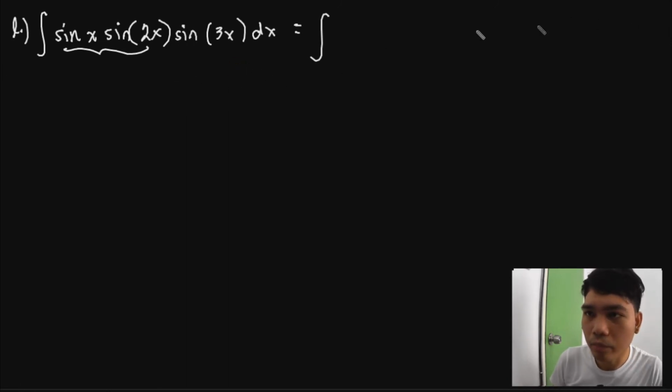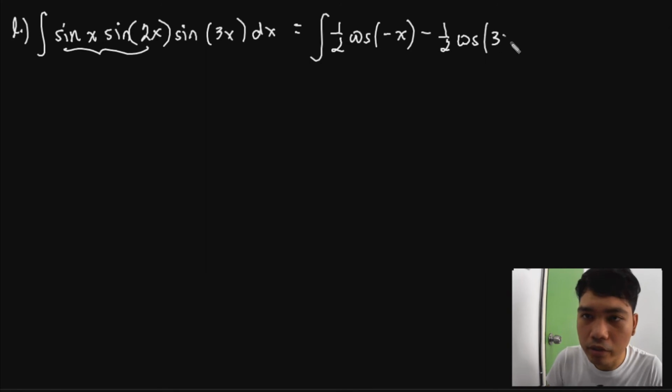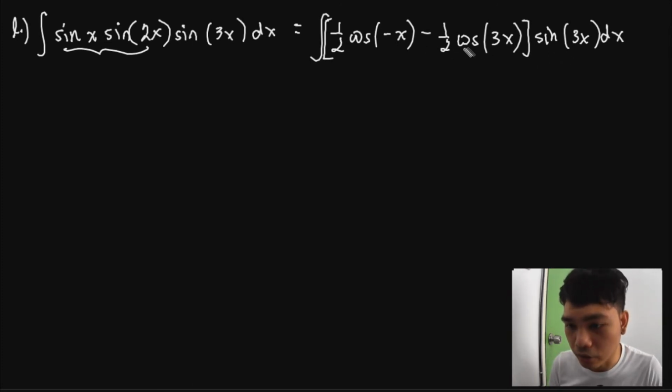So, in this case, that will be 1/2, then cosine of A minus B. So, that is 1 minus 2x. So, that will be negative x. And then, minus 1/2 cosine of A plus B, which in this case will be 3x. And then, itong whole na to is multiplied by sine of 3x dx. Okay? And then, pwede natin siya ngayon na simplify and then distribute this.